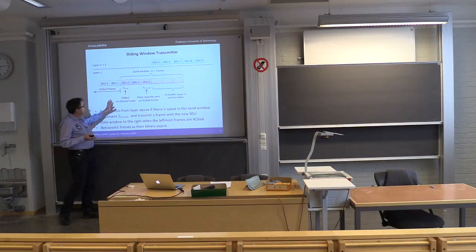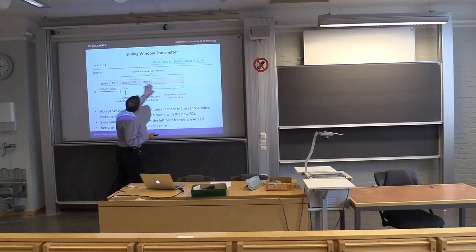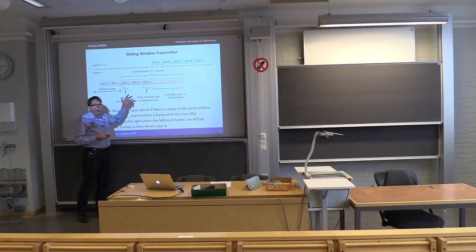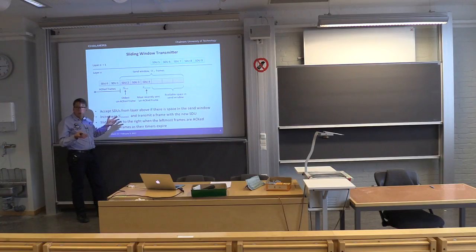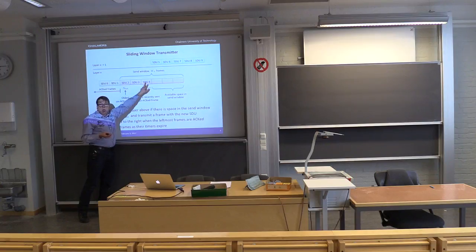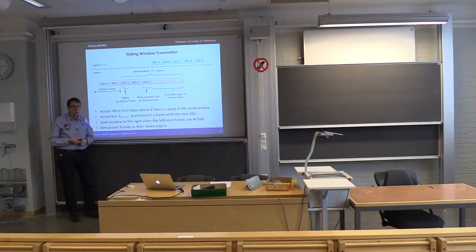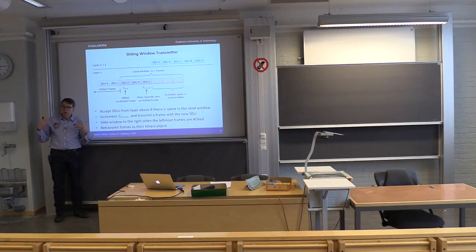So in the current send window here, the purple ones, we have space for 1, 2, 3, 4, 5, 6 frames. However, it might not be completely full with service data units. It depends on the layer above, how much data they have delivered to us. At the current state, I have 3 frames which are ongoing in transmission. This frame, this frame, this frame. Okay. And I need to keep track of these, right?